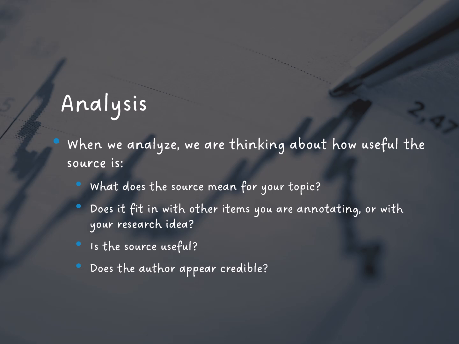For the analysis part of the annotated bib, we want to think about the usefulness of the source. How's the source going to help you in your topic? Does it fit with the other things that you're thinking about using for your research? Is it useful? And most important, is the author credible? Do they know what they're talking about? Essentially, do they have ethos? Do they have credibility of character? You want to look at maybe other types of research they've done, or you also want to look at their degree credentials, for example.